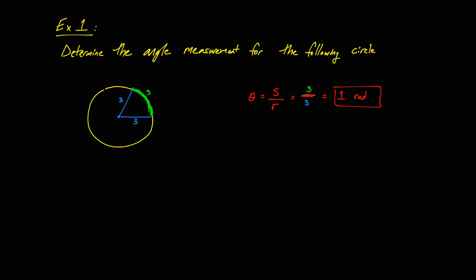Yay! And that's actually why I prefer radians to degrees. To me, radians make sense intuitively as a unit of measurement. If this was 3 meters, and that was 3 meters, and that was 3 meters, the angle would still be 1 radian. It's just the ratio of that arc length to the radius.